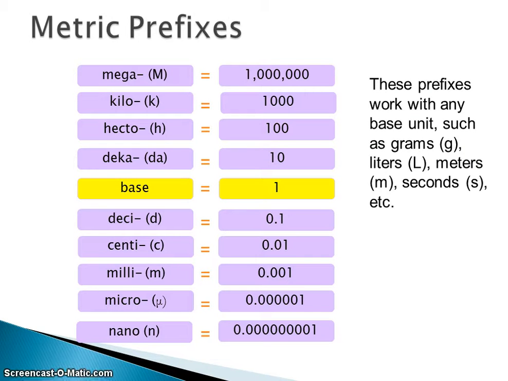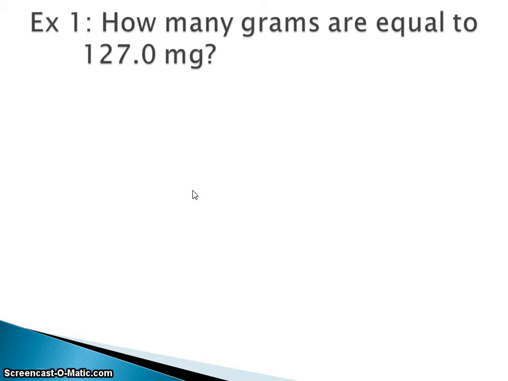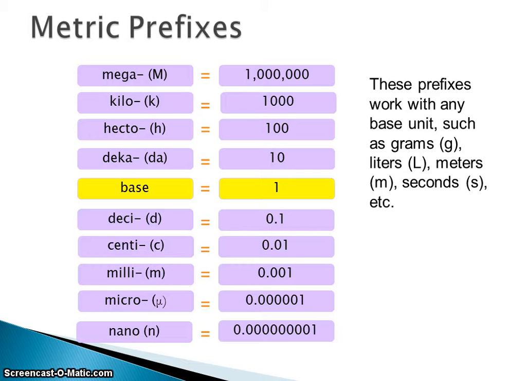We also have prefixes, and as you can see, they go along with any base unit, such as grams, liters, meters. You can see in that highlighted in yellow, we have the base, which is 1, and all of the prefixes are a power of 10.